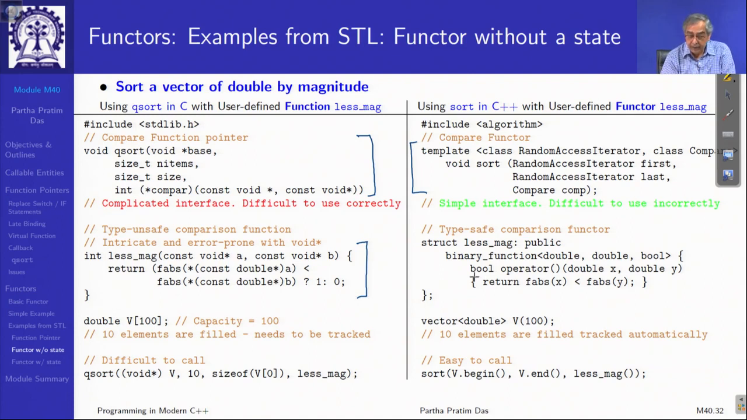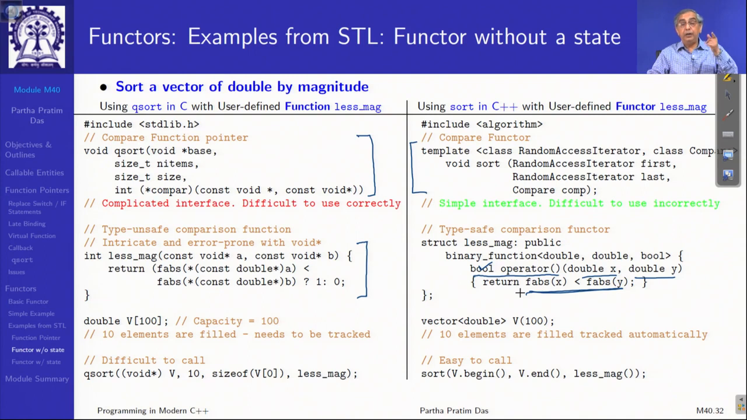Here you write it very simply as a Boolean operator, because it is a functor. So, what it will do? It will do a function invocation taking two doubles and returning a bool, and all that you need to do is to actually just do the comparison of the doubles.